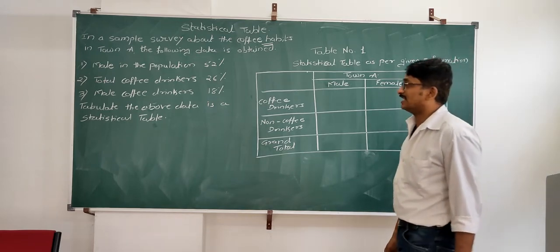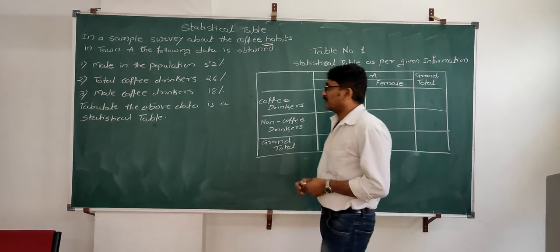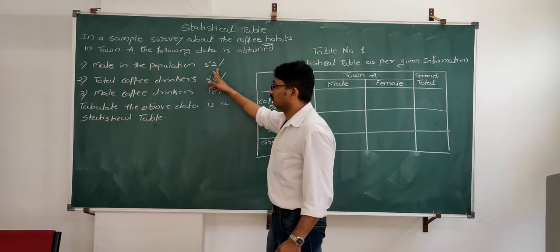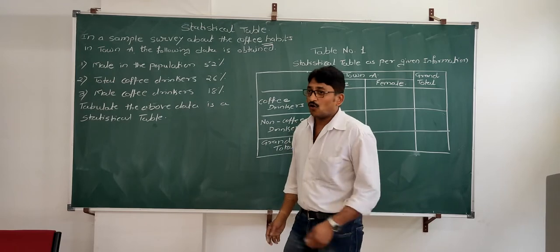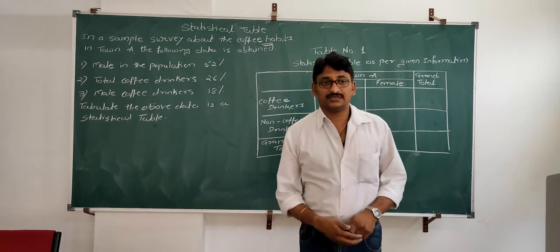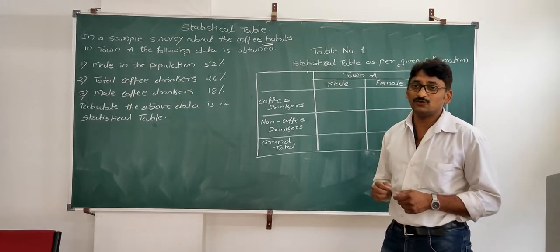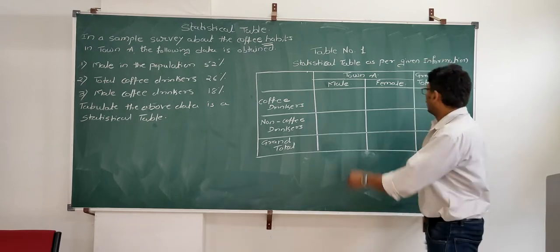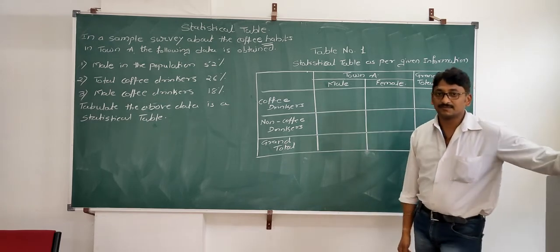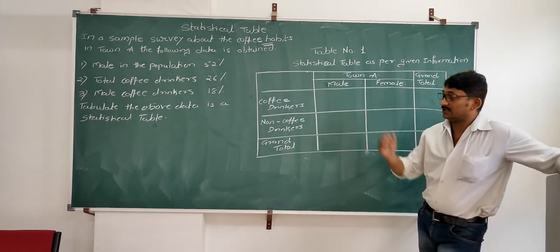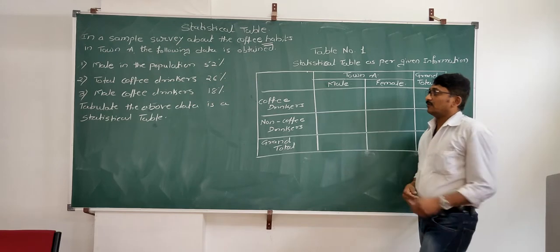Now how to substitute the values as per the given information? There is one hint given to you. Now check this information. Male in the population 52%, total coffee drinkers 26%, male coffee drinkers 18%. All the values are given in terms of percentage, right? This means your grand total of both the sides must be 100. You cannot take 101, 102 because the values are in percentage. Your grand total must be 100. Right, guys?